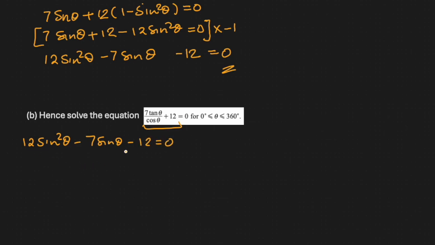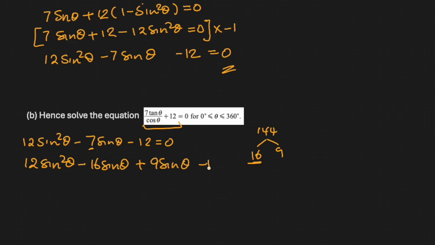12 times 12 is 144, and can we get 7 out of that? Yes, we can. 144 has two factors, 16 and 9, and their difference is 7. So I can break the middle term. You can use the quadratic formula if you want. I'm splitting the middle term. So 12 sine square theta minus 16 sine theta, which is coming from here, plus 9 sine theta minus 12 equal to 0. So minus 16 plus 9 is again minus 7.